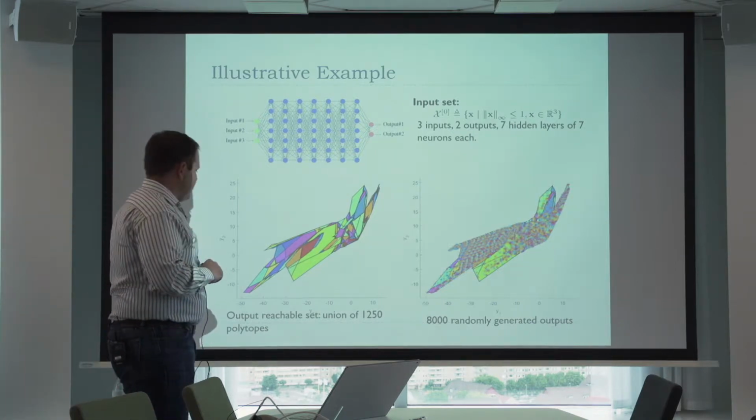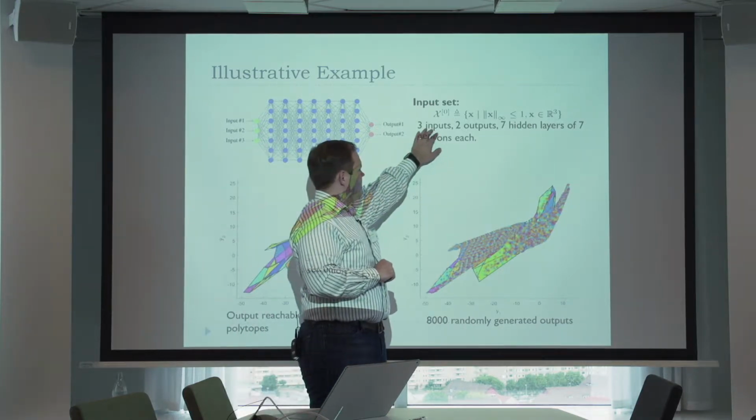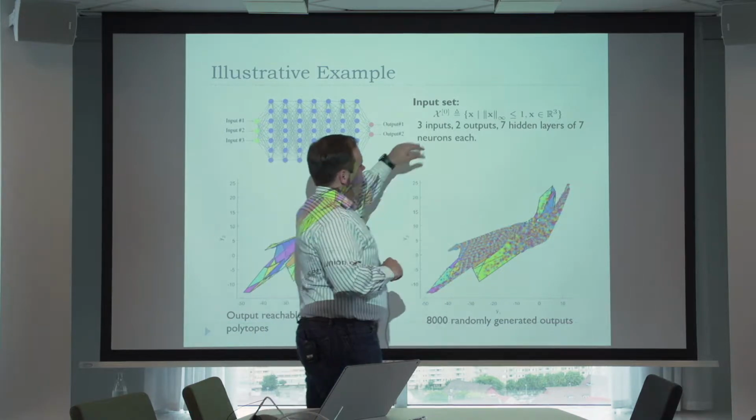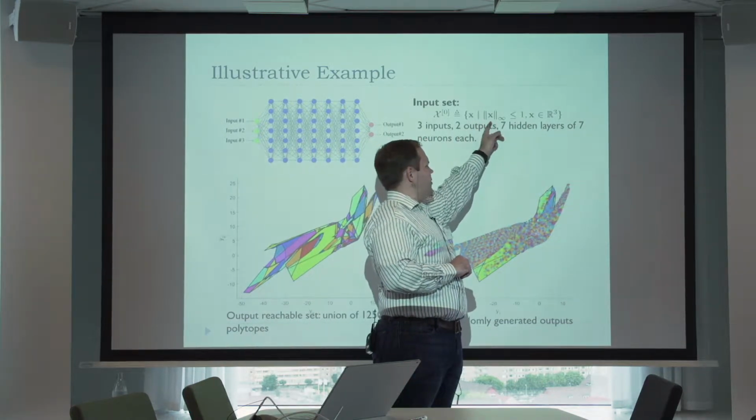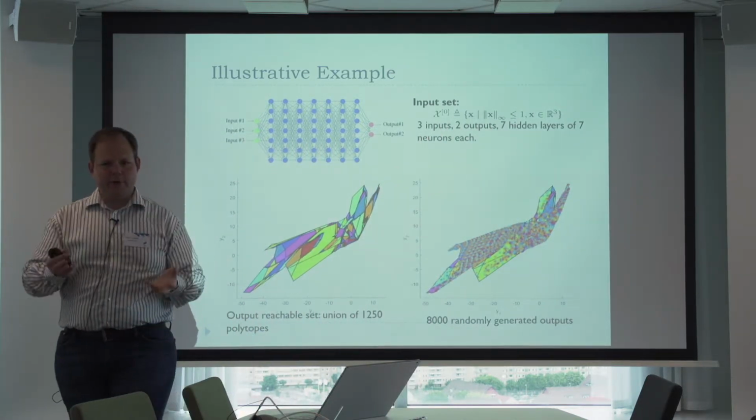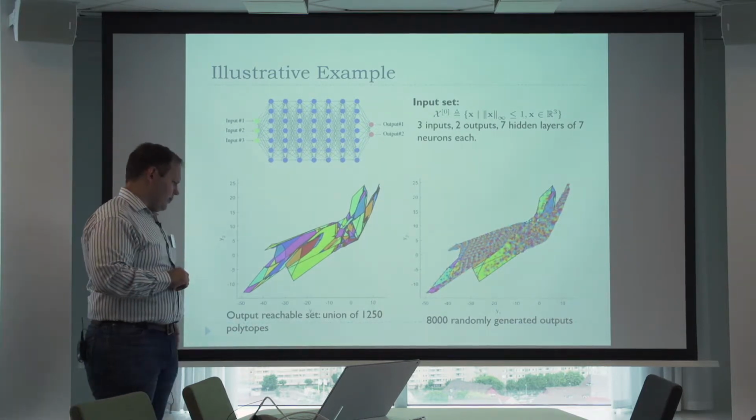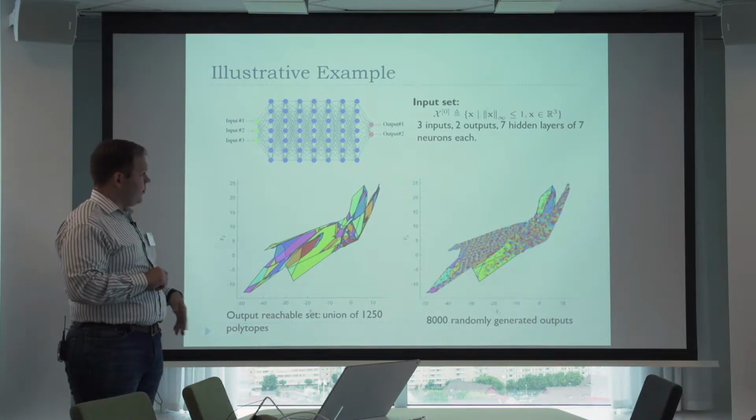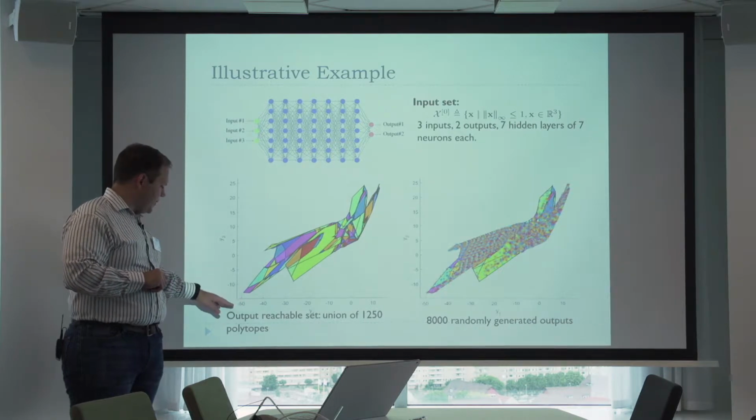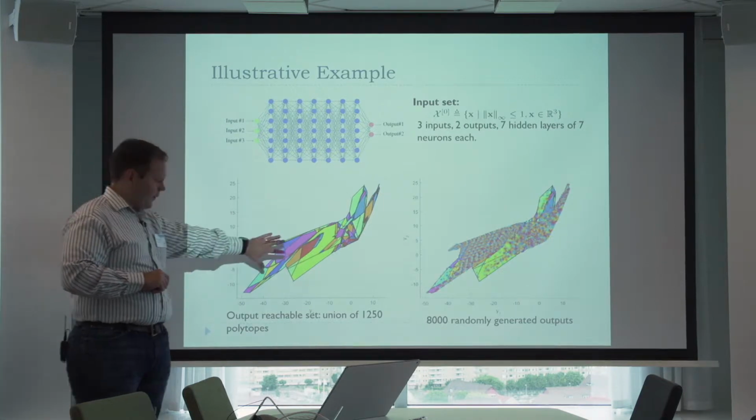So this is a numerical example. We have a ReLU network with 3 input neurons, 2 output neurons, 7 hidden layers with 7 neurons each. And the input set that we're analyzing is this kind of unit cube-like shape, so some 3-dimensional box. And in the pictures we're looking at here, the output space has 2 neurons, so it's R2. So we're looking at this planar view. So we have this box type of input, and then this is what the output is, right?